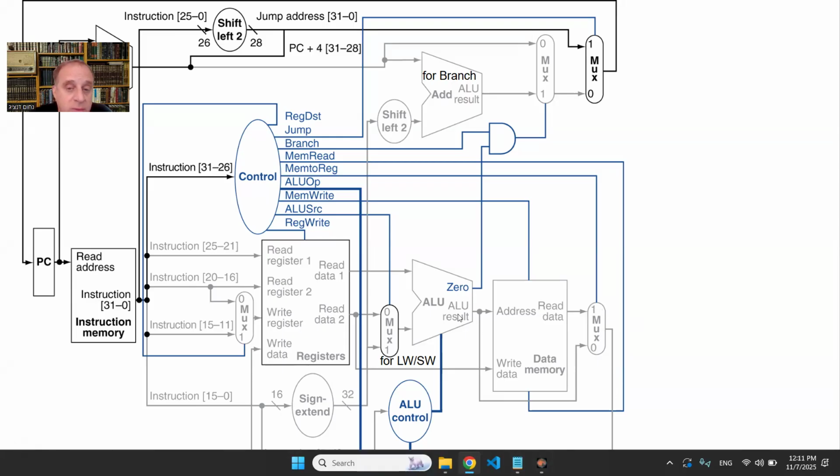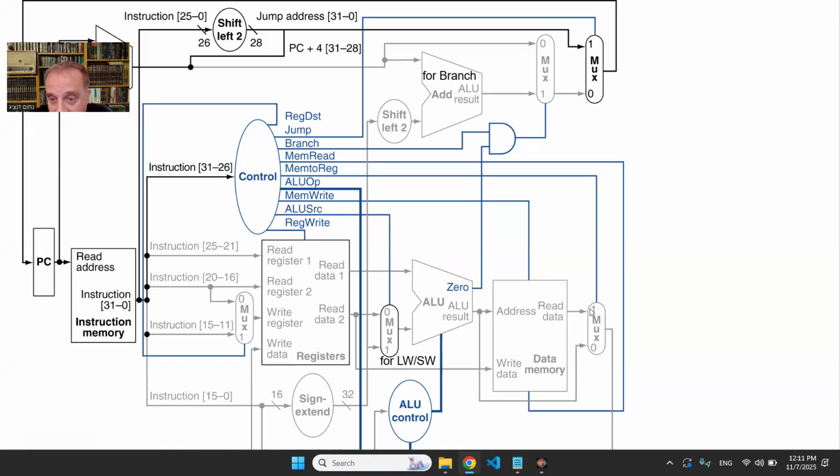Now, what about a store word? A store word doesn't write anything to a register. It just writes to memory. It stores it in memory. So there's no writing going on here, and it really doesn't matter what comes on this line. Therefore, if it's set to 1, it's not going to be a problem, because again, reg write will be set to 0. So that's it.